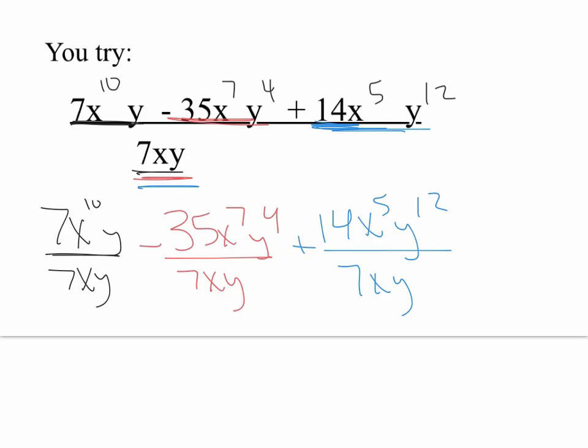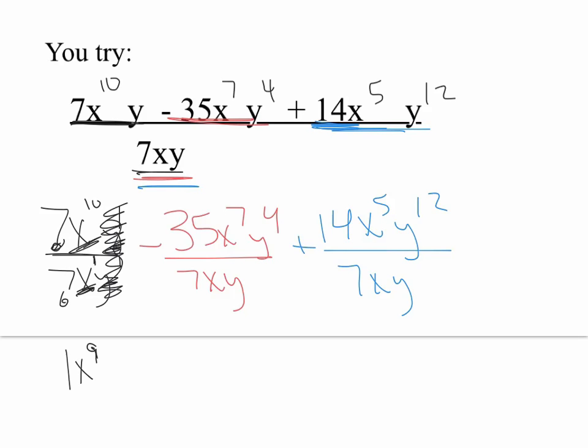So now we're going to actually divide. So go back to the first term, divide our coefficients. 7 divided by 7 is 1. Take a look at your x's. So x to the 10th, and then this is like an x to the 1st on the bottom. So subtract 10 minus 1, so that'll give us x to the 9th. That's a 9. And then look at our y's. So this is like y to the 1st and y to the 1st. So 1 minus 1 is 0, so no y's. The y's cancel out.